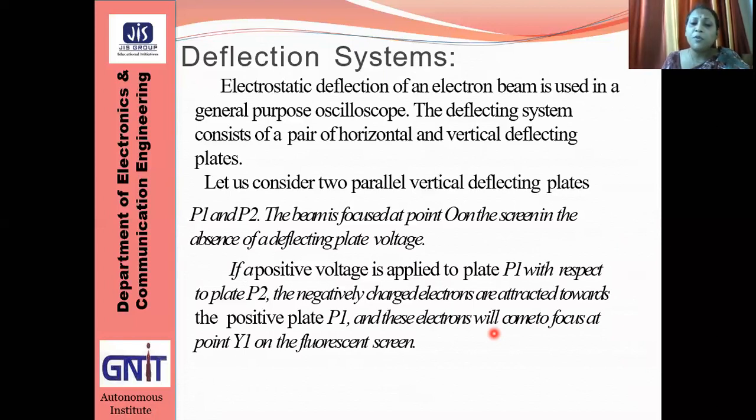If a positive voltage is applied to the plate P1 with respect to plate P2, the negatively charged electrons are attracted toward the positive plate P1, and these electrons will come to focus at point Y1 on the fluorescent screen. So this point must be noted that we have to apply a positive voltage at plate P1, otherwise the electron will not move.